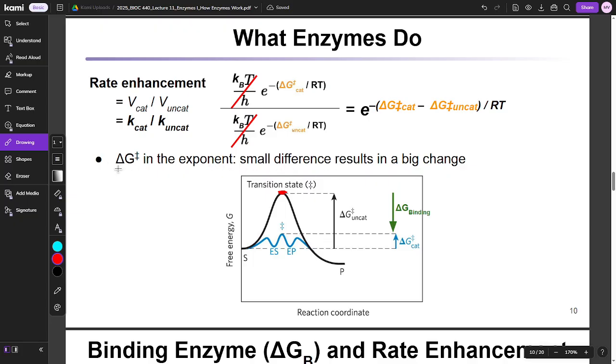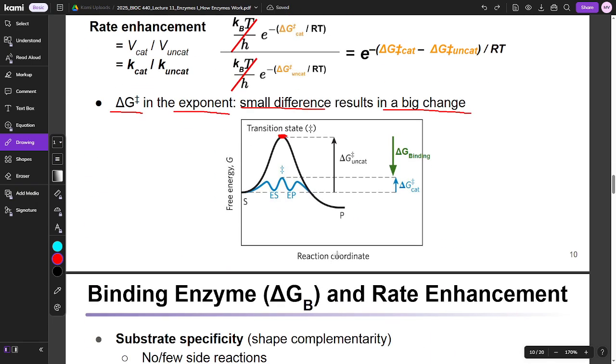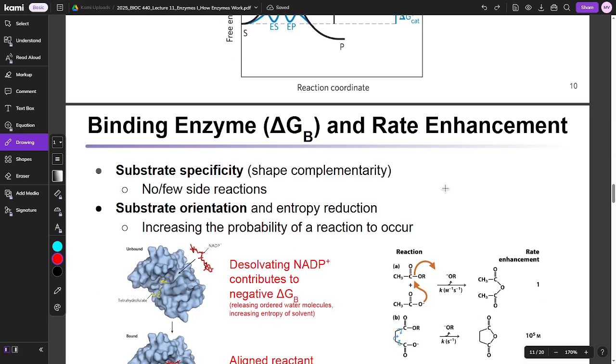Same idea here. Because delta G is in the exponent, a small difference is a big change. That's what I was saying with this whole math stuff here. This math, you don't really need to know it. Just know it if you want to, but I wouldn't say you have to know it to do well in the class.